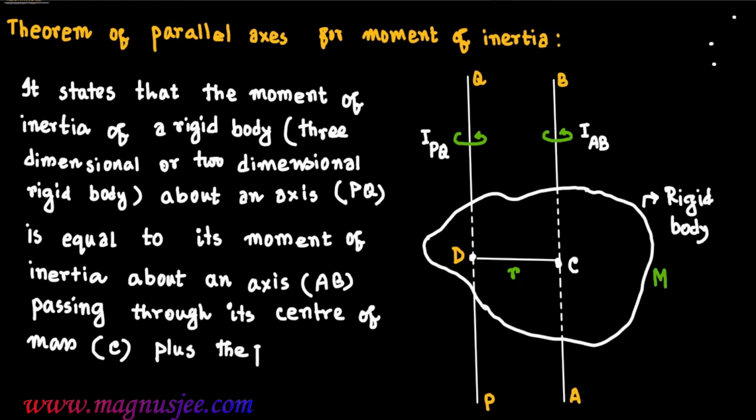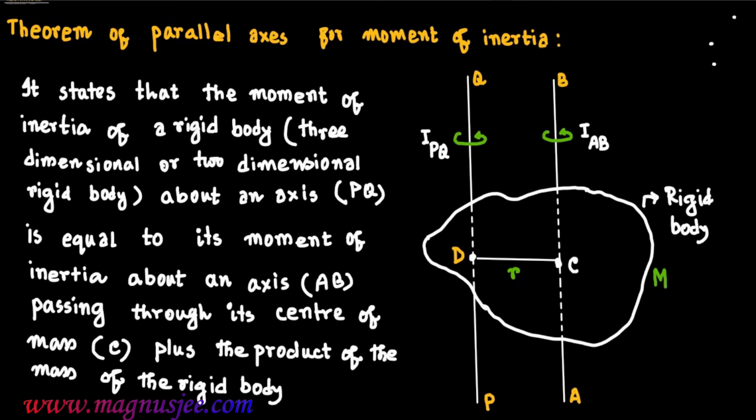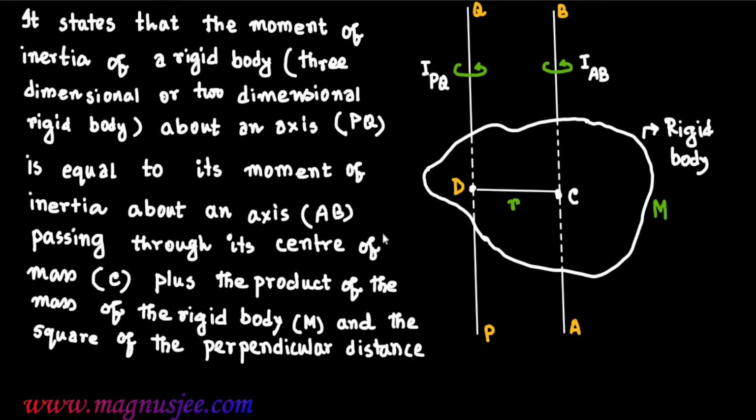the product of the mass of the rigid body, capital M, and the square of the perpendicular distance R between the two parallel axes AB and PQ.